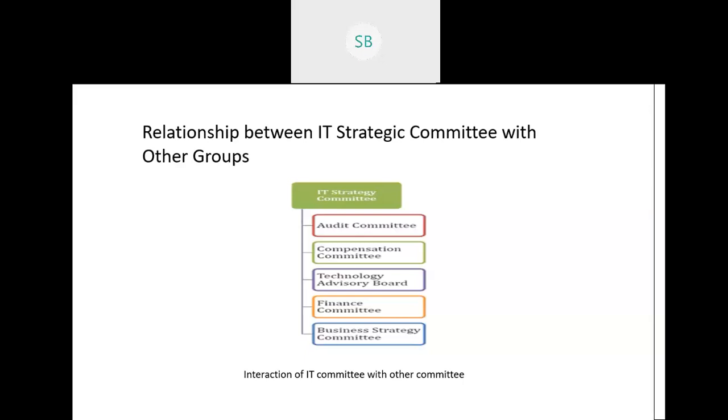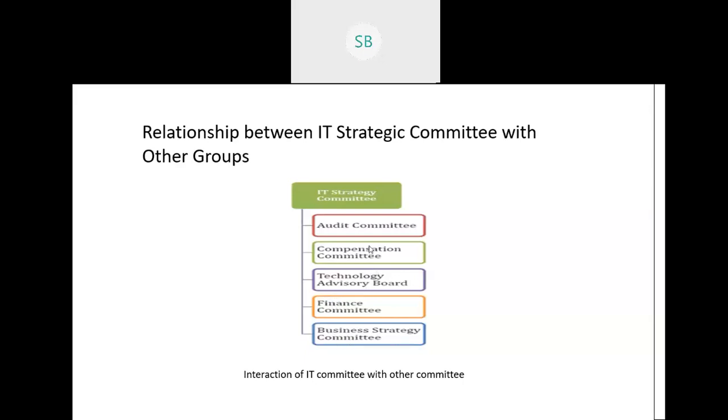These diagrams are present in your SLM, but I have added them in the PPT because some portions are missing there. For your exam purpose also, go through the SLM. These diagrams are from the SLM only, but may not be present in the iNurture PPT you have. The IT strategic committee interacts with these committees: first the audit committee, or the compensation committee, don't get confused, which is basically the human resource committee. Then we have the technology advisory board, the finance committee and the business strategy committee.